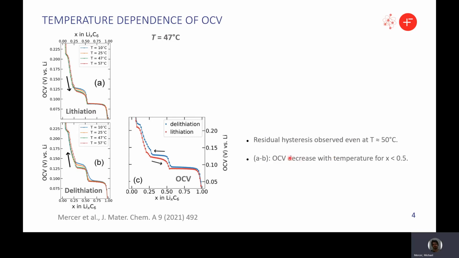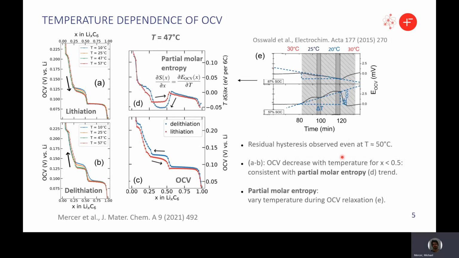And we can understand this variation in the open circuit voltage with temperature a bit better by actually varying the temperature during the open circuit voltage relaxation. This is a technique called entropy profiling. To simplify matters, all this entails is that in a GITT type experiment, when the open circuit voltage is relaxing, rather than keeping the temperature constant, you probe how the measured OCV depends on the temperature. And the slope of the open circuit voltage with temperature gives you the partial molar entropy.